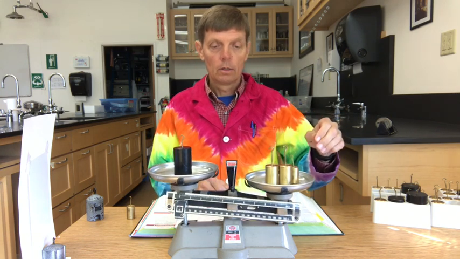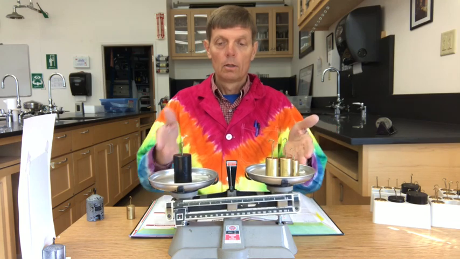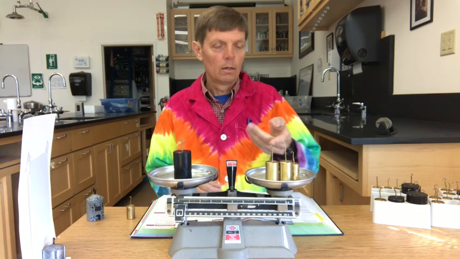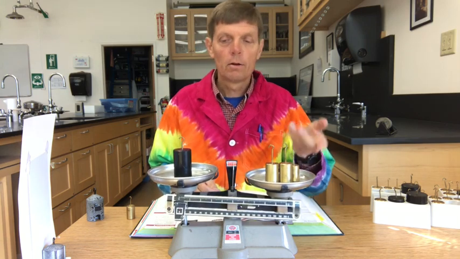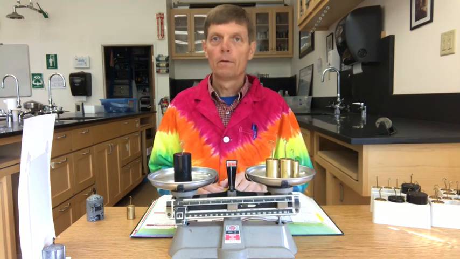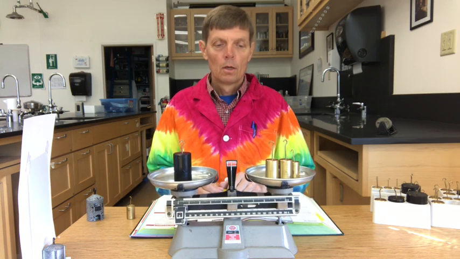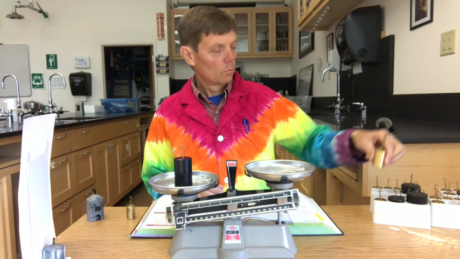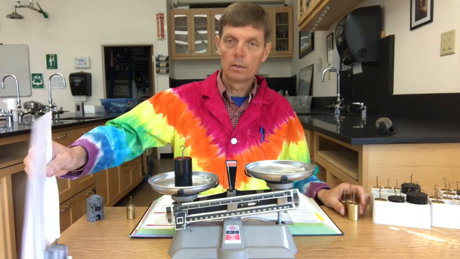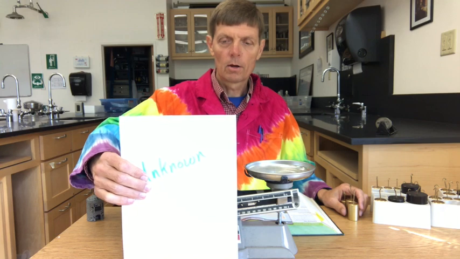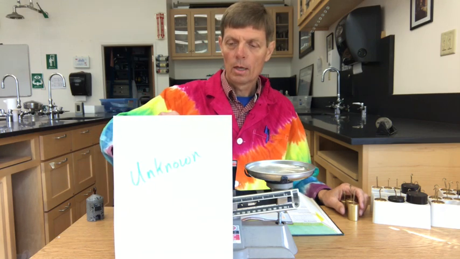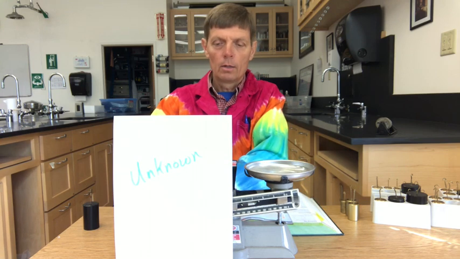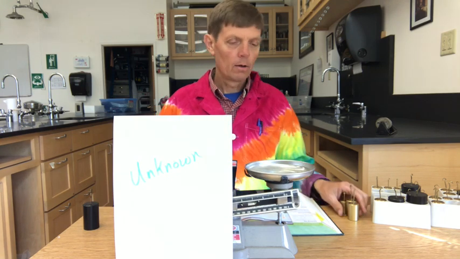And if it balances, then I know that this must equal that. In this case, it's 200 plus 200 plus 100. Oh, this must be 500 grams. Well, what if I don't know what it is? So this is going to be our chemical that we don't know, and I'm going to put a mass on here, and I need to figure out how much is there.